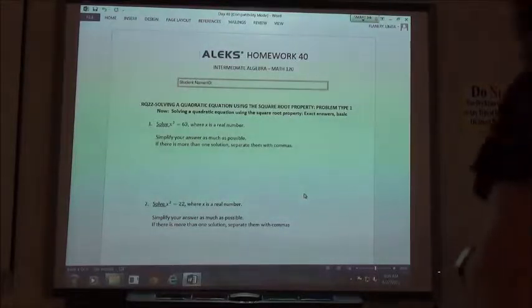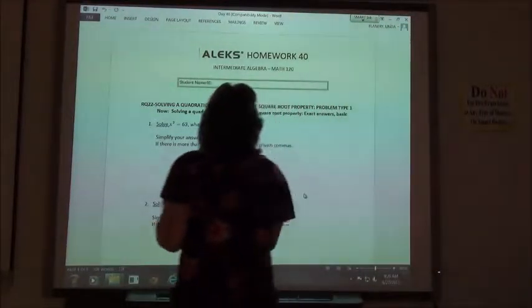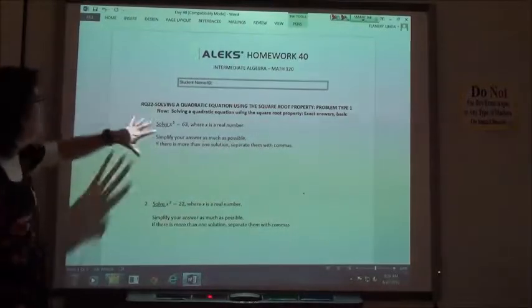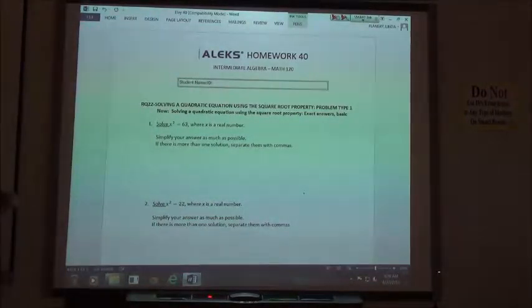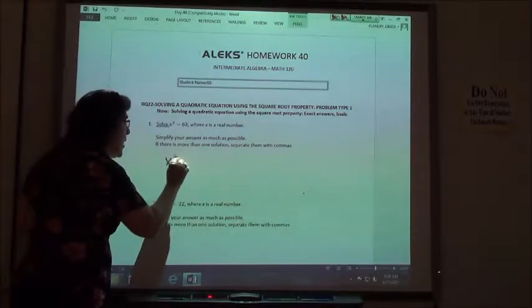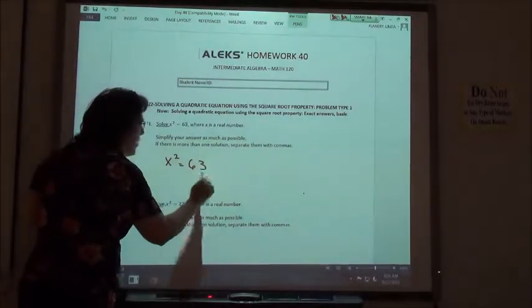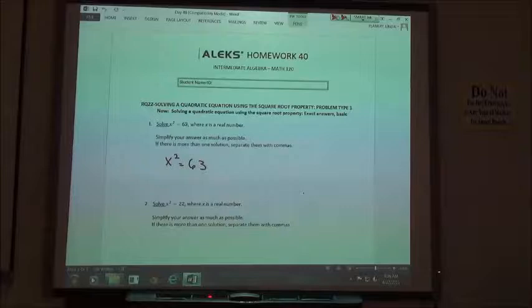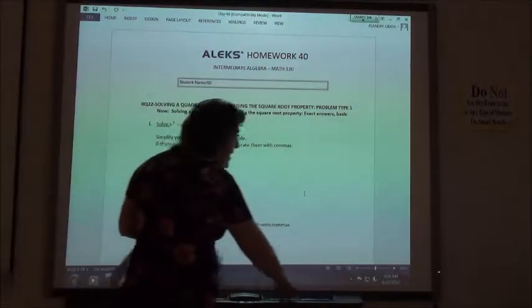All right, Intermediate Algebra Homework Day 40. We are solving equations that have squares in them. It says if I have x squared equals 63. Well, that one's not a perfect square. So before we do that one, let's think about if I have an easier one.